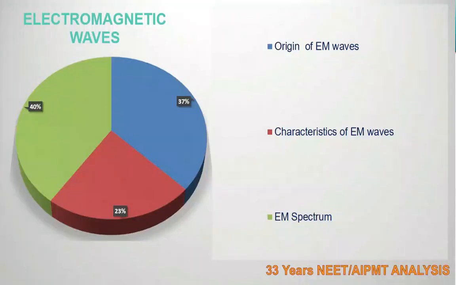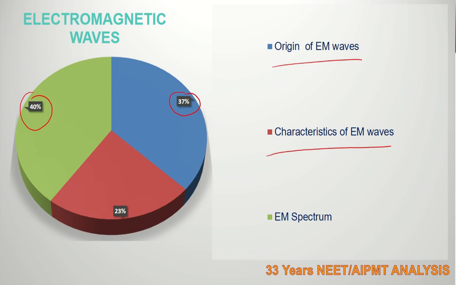Before going into the problems, let us have a statistical analysis of the previous year question papers. In the topic electromagnetic waves, we have three different subtopics: origin of electromagnetic waves, characteristics of electromagnetic waves, and electromagnetic spectrum. The majority of questions, around 40%, came from electromagnetic spectrum, around 37% from origin of electromagnetic waves, and 23% from characteristics of electromagnetic waves.